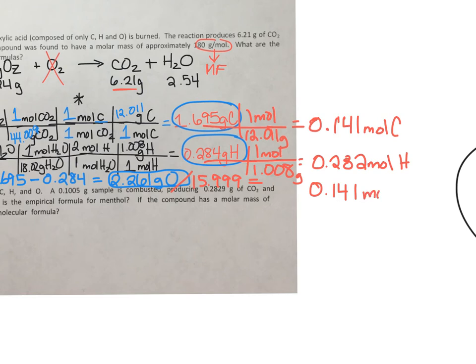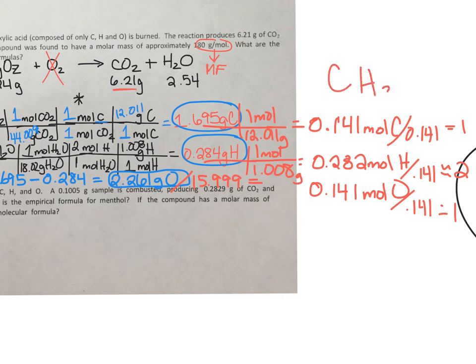We have moles of everybody. We divide by the smallest, which for two of them, it's the same number. Yay! And you can probably figure out this guy. How many hydrogens are there? 2, yeah. So this is 1, approximately 2-ish. Actually, it is 2. It is actually. And then a 1. So we have CH2O. And that is your empirical formula.